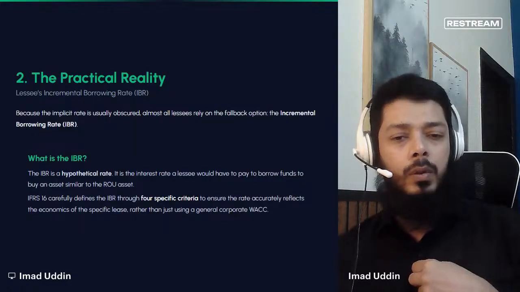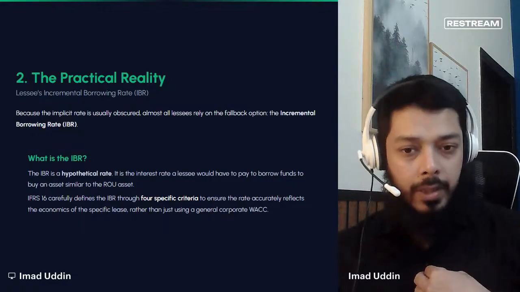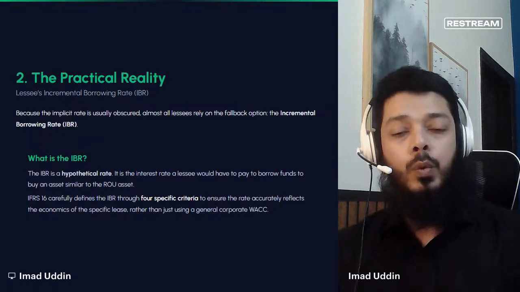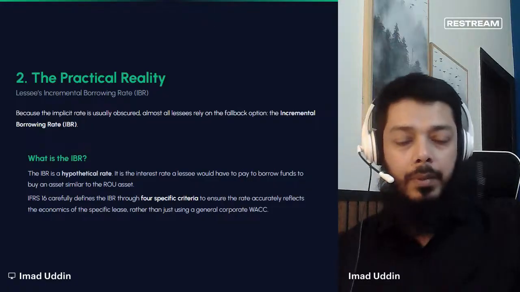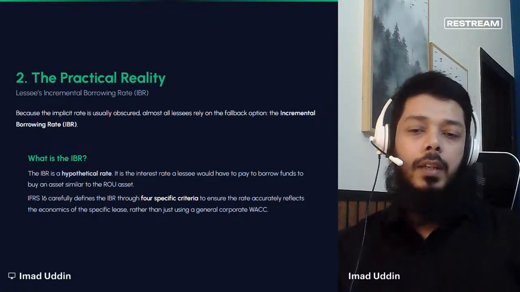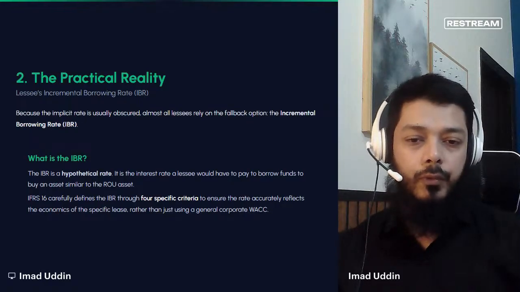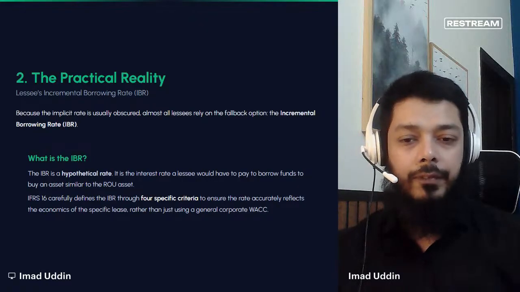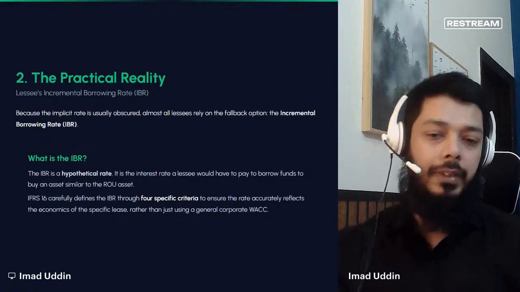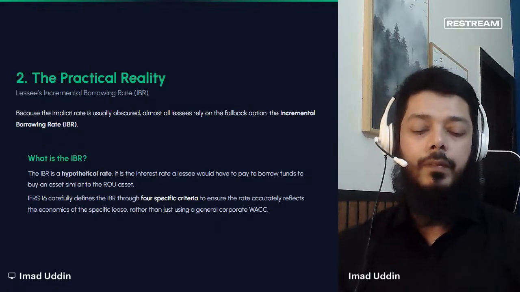It depends on what the risk-free rate of my country is. It depends on what my credit risk rating is. It depends on what collateral the bank has from me, which would be the same asset I'm trying to buy. And so IFRS 16 carefully defines the IBR through four specific criteria to ensure the rate accurately reflects the economics of the specific lease rather than just using the general corporate rate.